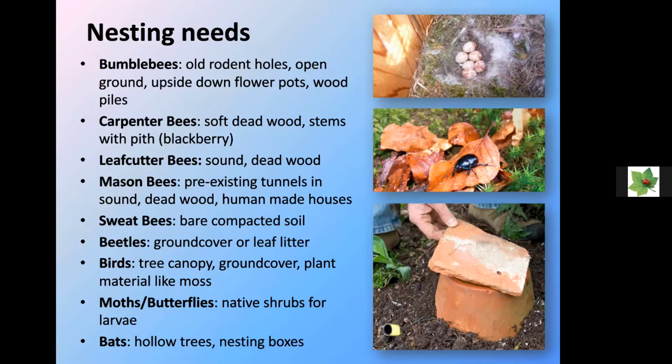Sweet bees will use really bare compacted soil. Beetles, such as the picture in the middle, love different types of leaf or litter debris on the ground. Birds will use almost anything. As you can see in the top, the picture of the eggs just in a little moss and kind of fluff pile. And the moths and butterflies really love the native shrubs, and bats, as always, hollow trees and different nesting boxes that we can add into there.